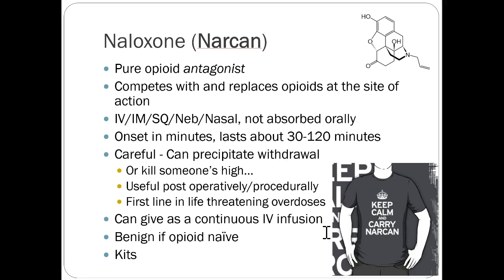Sometimes if you give somebody naloxone, or Narcan, and they have a lot of opioids on board, you can kill their high and they'll be really mad at you. They can get agitated and violent with you. It's always important to dose gradually, unless the person's literally dying on you, and work your way up in Narcan dose. Useful post-operatively and procedurally, again, really small doses are needed just to bring somebody back out of a medically induced coma. Procedurally, it's first line in life-threatening overdoses, and can be given as a continuous infusion.